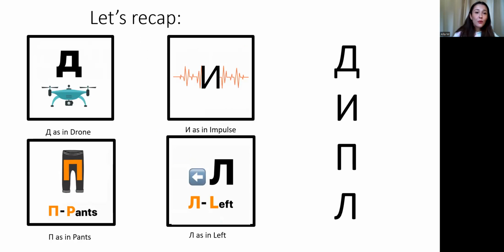And now we are ready to recap. D as in drone. E as in impulse. P as in pants. L as in left. D, E, P, L. One more time, let's pronounce it together. D, E, P, L. You did great.